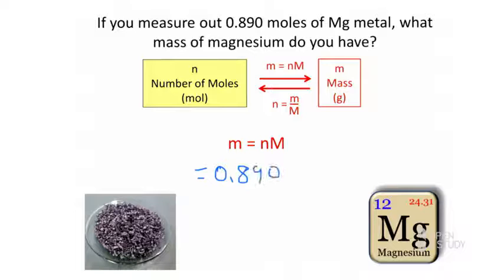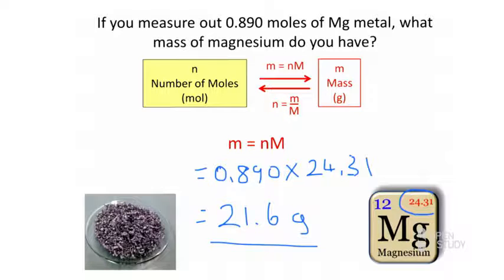So finishing off this example together, doing the maths, we take our number of moles, 0.890 moles, times the molar mass of our magnesium, down here off your periodic table, that's 24.31 grams. And when you pop that into your calculator, you should get 21.6 grams of magnesium. Not too bad.